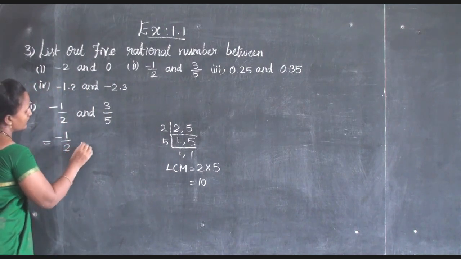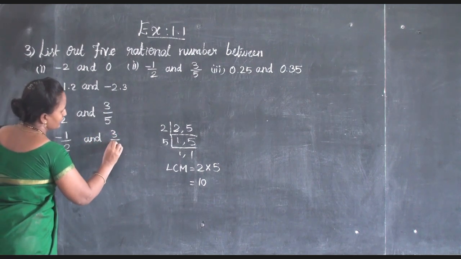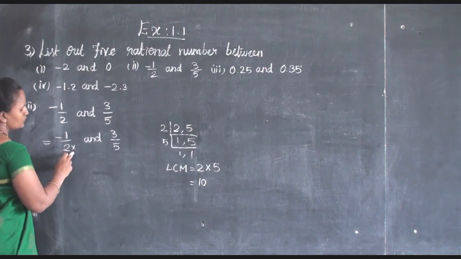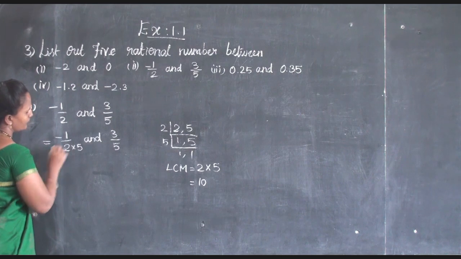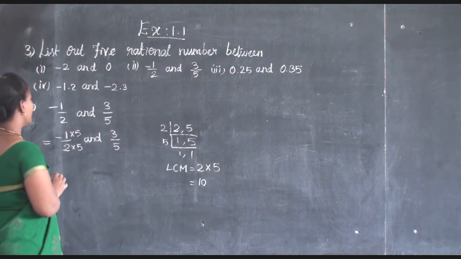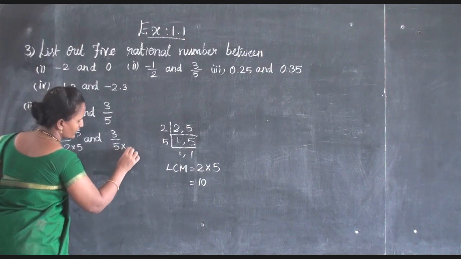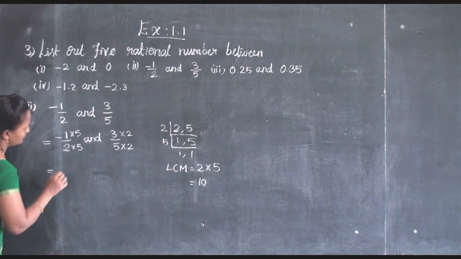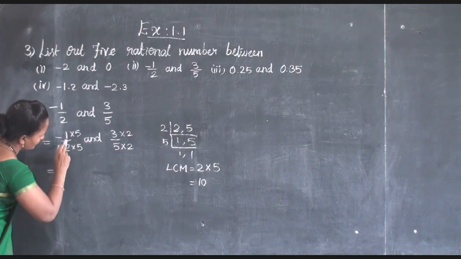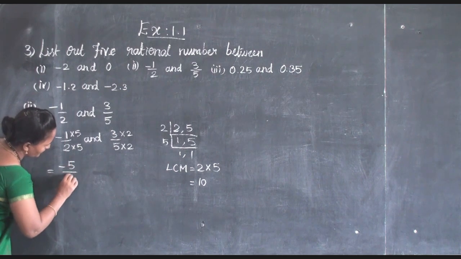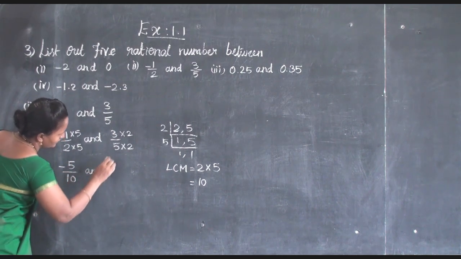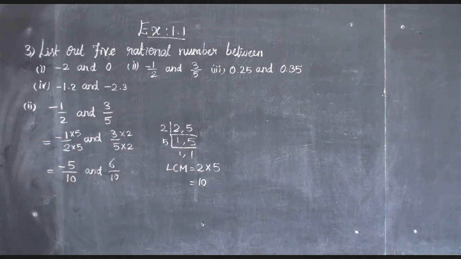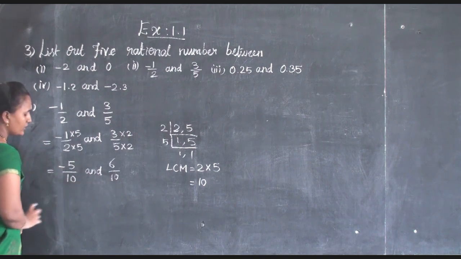Now minus 1 by 2 and 3 by 5. What number do we multiply by 2 to get 10? That is 5. The same number we have to multiply in the numerator also. Minus 1 into 5, minus 5 divided by 10. For 3 by 5, we multiply by 2: 3 into 2, 6 divided by 5 into 2, 10. Now the denominators are all equal.